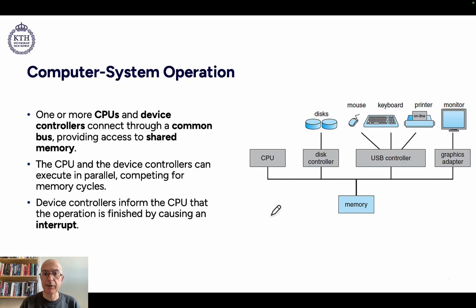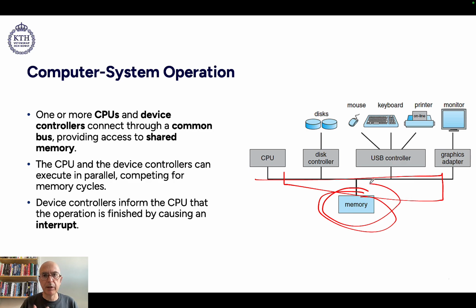So this is a depiction of the typical computer system. We see many devices, and then we have a shared memory. In a typical computer system configuration, one or more CPUs, one or more cores, and device controllers are connected through a common bus that you see here in our figures. This bus provides access to the shared memory. This memory is in common with the CPU and device controllers, so the CPU and the device controllers can execute in parallel, competing for the shared resource, that is the memory.